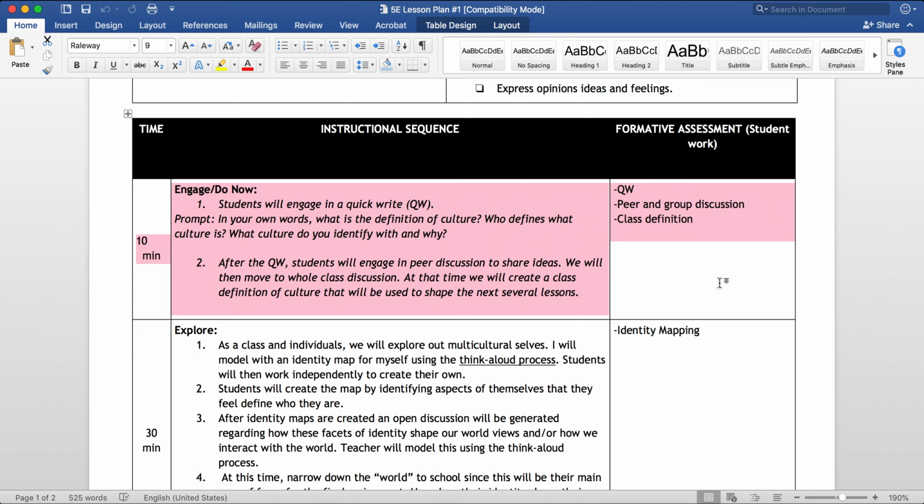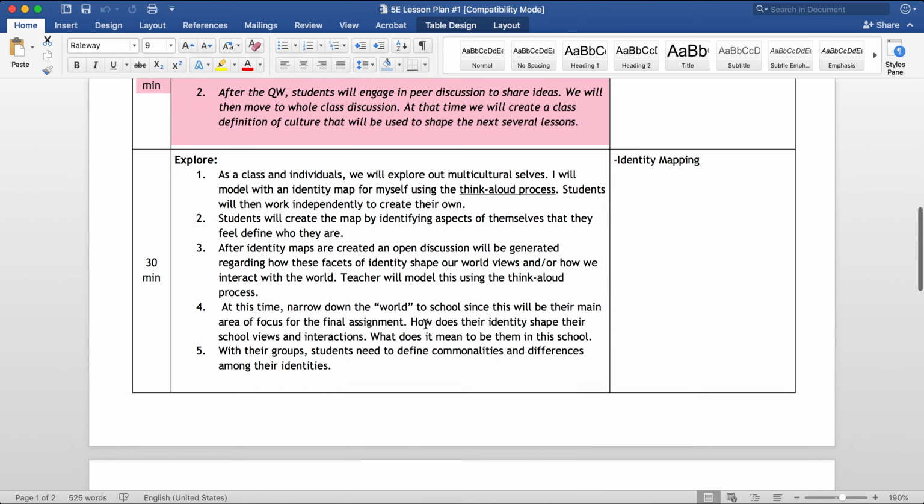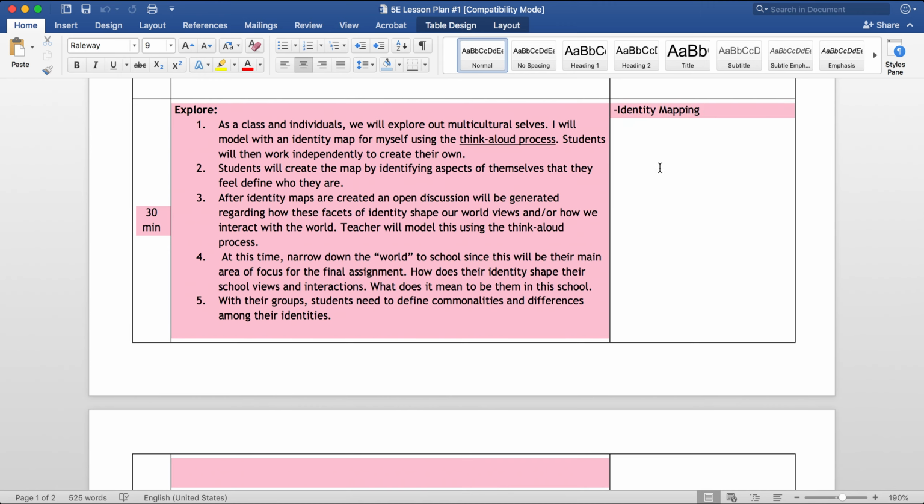After that, you're going to move to a whole class discussion and see the ideas that they're coming up with. And as a class, I would create a definition of culture that will be used to shape the next several lessons. Additionally, once you've created your definition, after today and tomorrow's lesson you could go back and revise it or add to it, so students can see how their perceptions of culture and identity have changed because of what they've learned over the next couple of lessons.